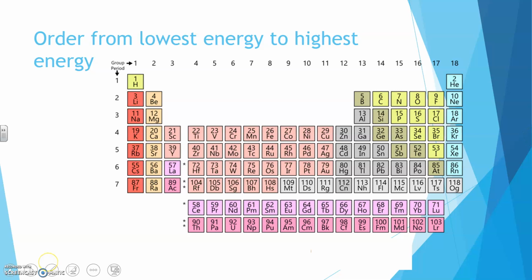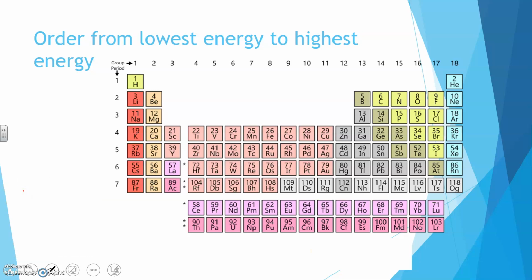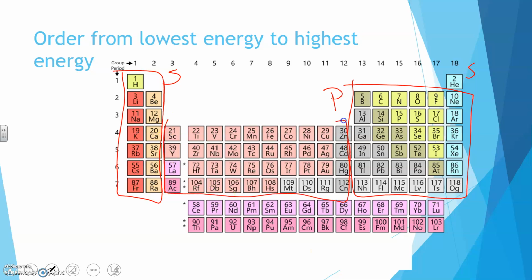Okay, so whenever you're trying to remember the order that all of this goes in, I generally like to just use the periodic table and basically read it straight across. A couple things you need to remember. This is your S block here. This is your P block over here. This is also contained in S. This right here is D. And then this here is F.